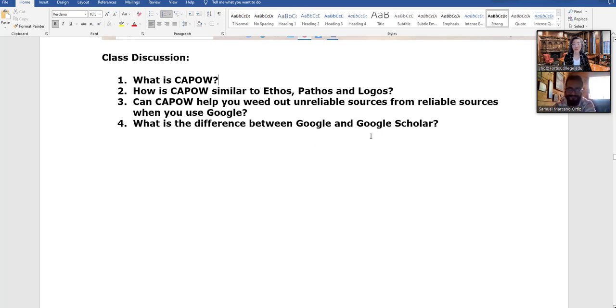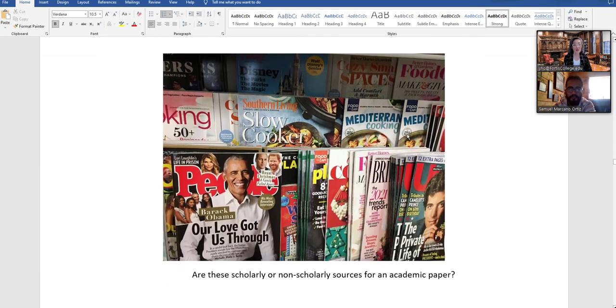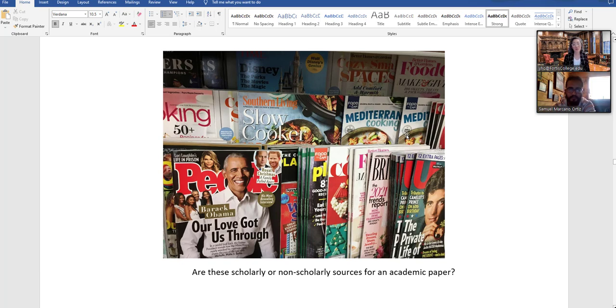Yes, ma'am. And then Google Scholar, you don't have to kapow it because it's already, that's why they got the scholar in there. Scholar standing for scholarly sources. So are these scholarly or non-scholarly sources for your academic paper? Non-scholarly.